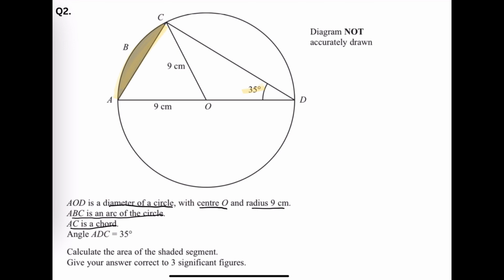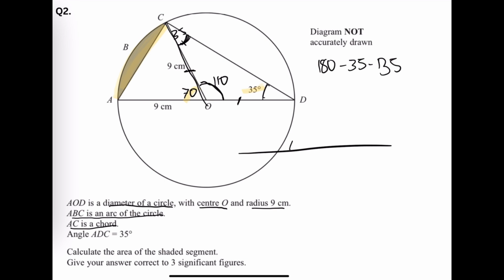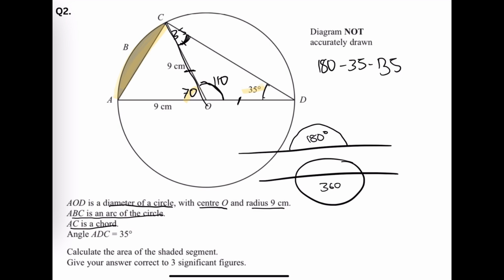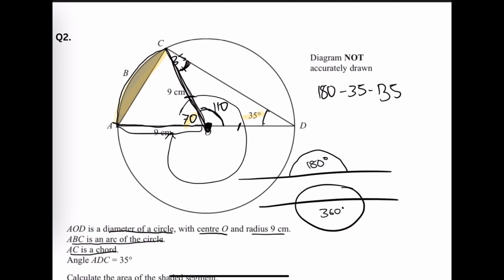We know that ADC is 35. We can also see that ODC, this angle over here, is also 35. This is because they are both the same side, so that means they're the same angle. So this means we can find what this is. This is by subtracting 2 times 35 from 180, because all the angles in a triangle equal 180. This will be 110, which means that this angle over here is 70. This is also because in a straight line, an angle like that, this all equals 180, and a full circle equals 360.